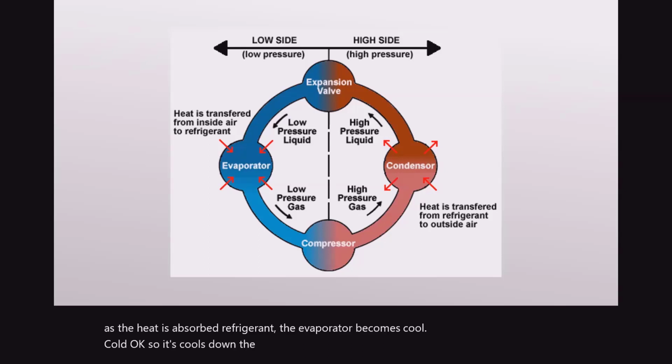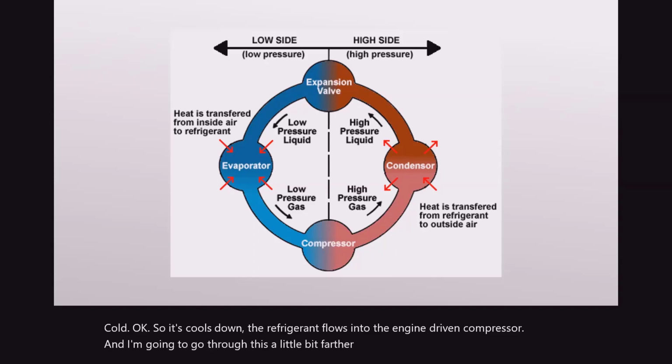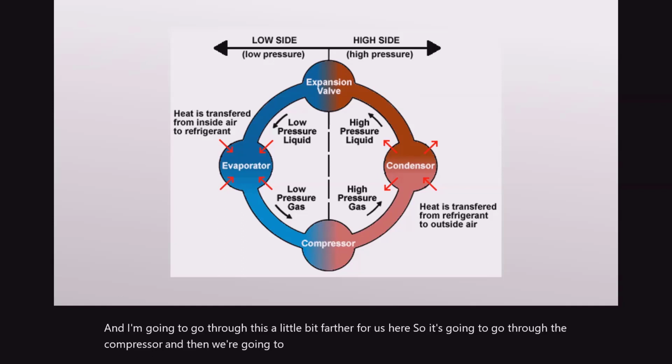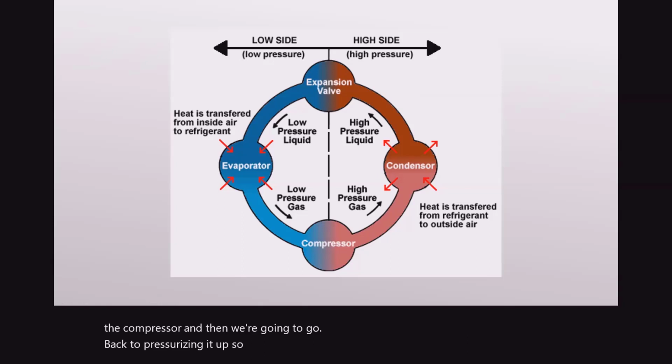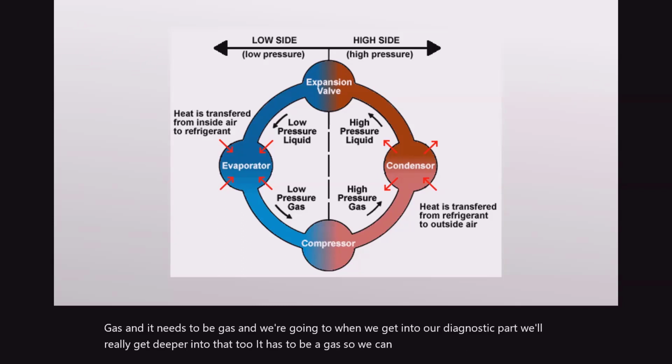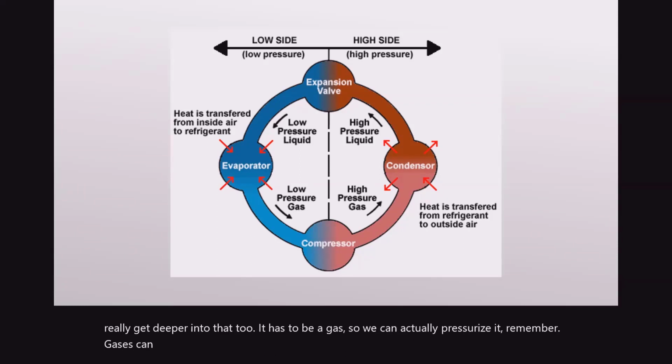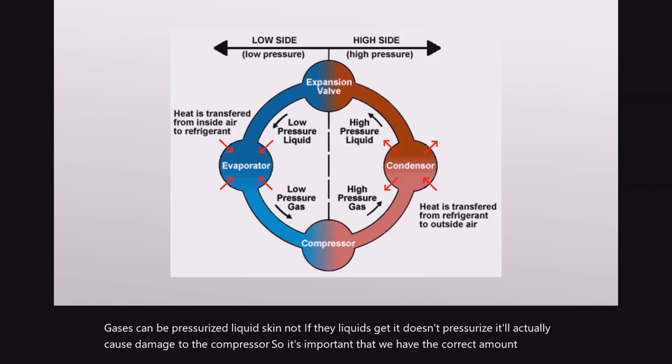The refrigerant flows into the engine-driven compressor, and then we go back to pressurizing it. We take the gas, and it needs to be a gas, and when we get into our diagnostic part, we'll get deeper into that too. It has to be a gas so we can actually pressurize it. Remember, gases can be pressurized, liquids cannot. If liquid gets in and doesn't pressurize, it'll actually cause damage to the compressor. So it's important that we have the correct amount of refrigerant in the AC system.